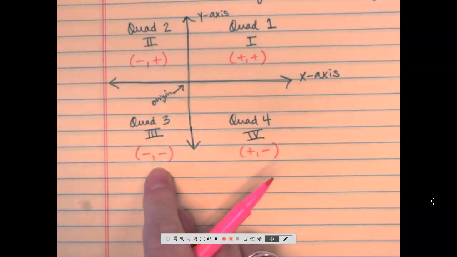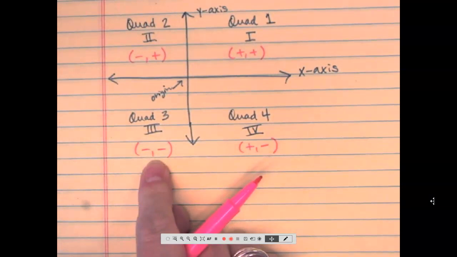Okay. Every time I draw this one, it makes me think of a sleeping owl. It's just where my brain goes. I don't know why. So we've got our sleepy owl in quadrant 3.